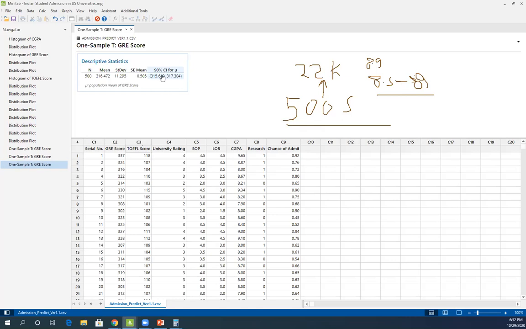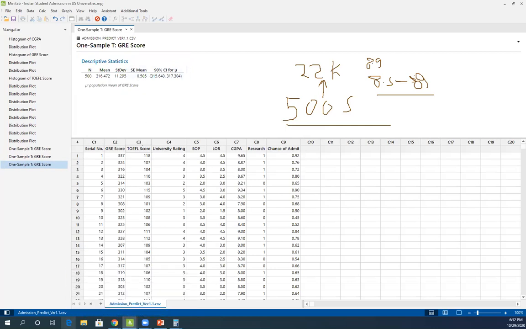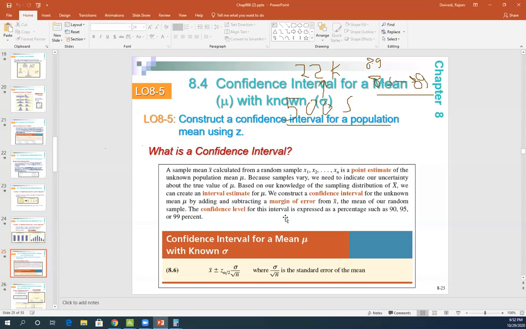If you have a higher confidence interval, you will have a bigger range. So if you understand this, I'm going to move further.